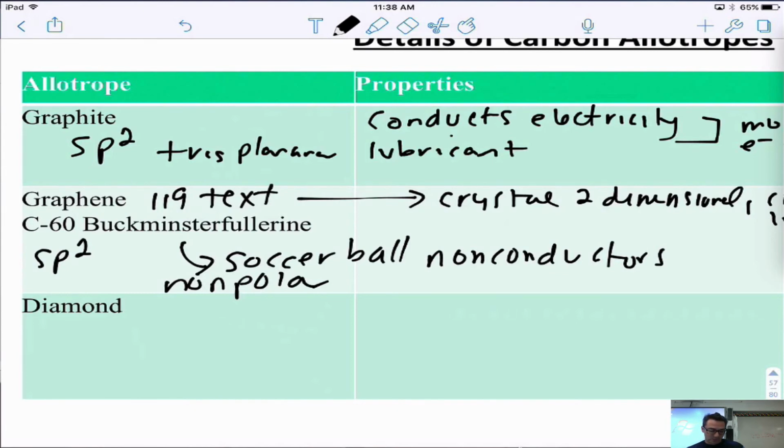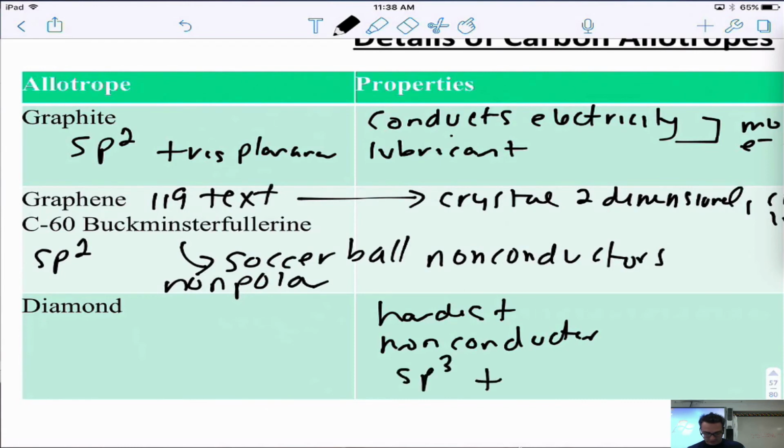And then we have diamond. We really spoke about diamond a lot, but it's one of the hardest substances that we know. It's a non-conductor, and it has sp3 hybridization and tetrahedral geometry. Those are the allotropes of carbon that they expect you to know. You can read more about this on page 119.